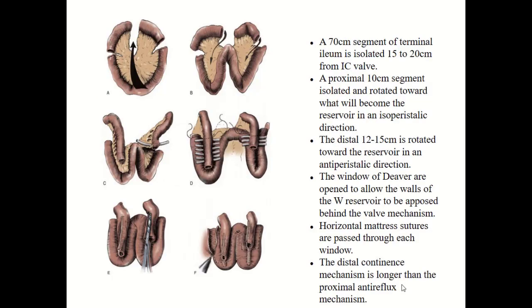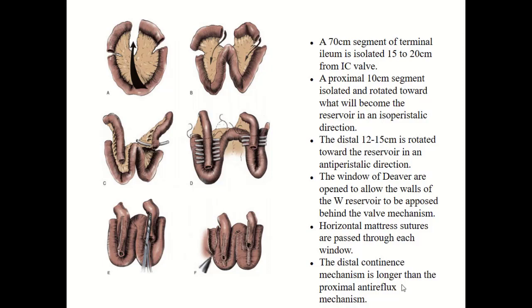A 70 cm segment of the terminal ileum is isolated 15 to 20 cm from the ileocecal valve. A proximal 10 cm segment is isolated and rotated towards what will become the reservoir in the isoperistaltic direction. And the distal 12 to 15 cm is rotated towards the reservoir in the antiperistaltic direction.